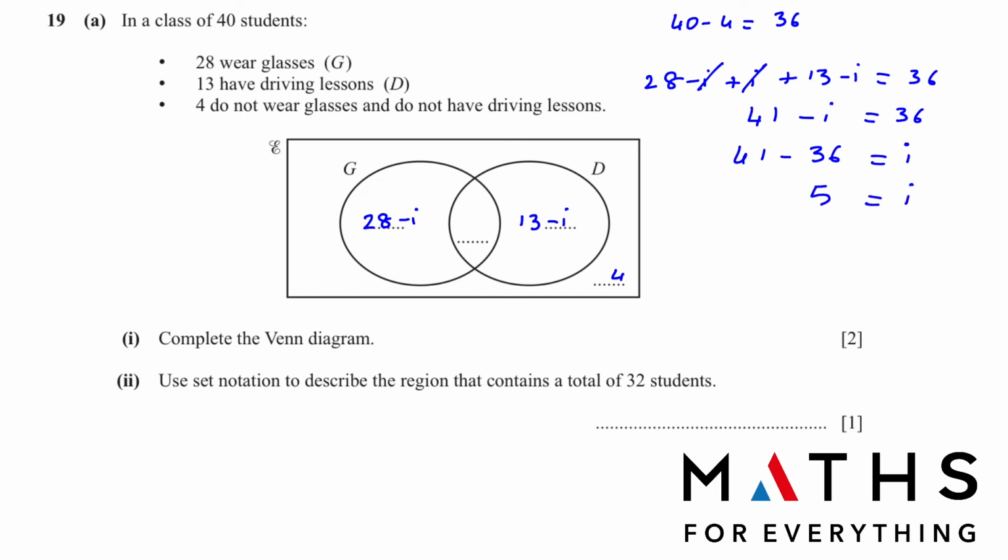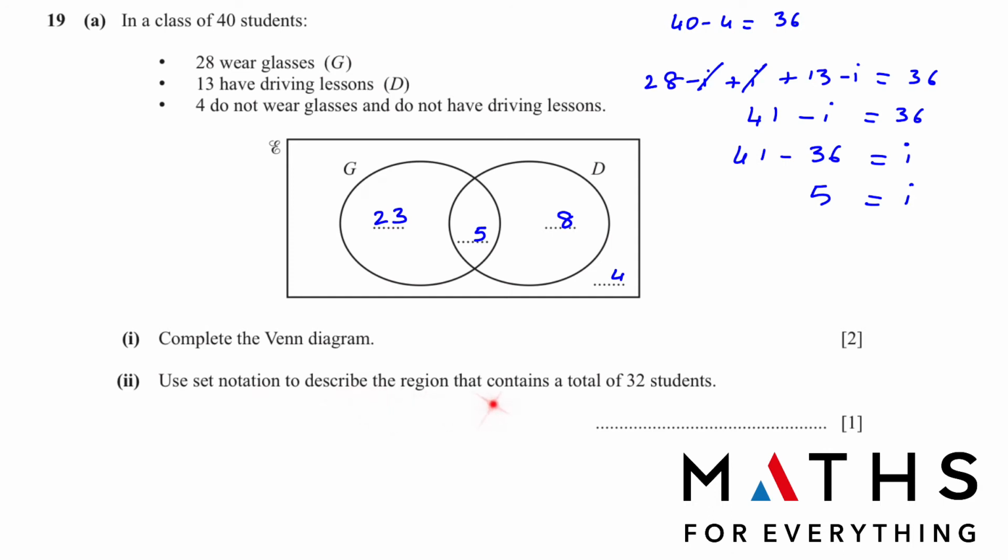So we write 5 here. And then 28 minus 5 will give us 23. From each circle, we have to minus the intersection. 13 minus 5 will give us 8. So that is how we complete our Venn diagram.